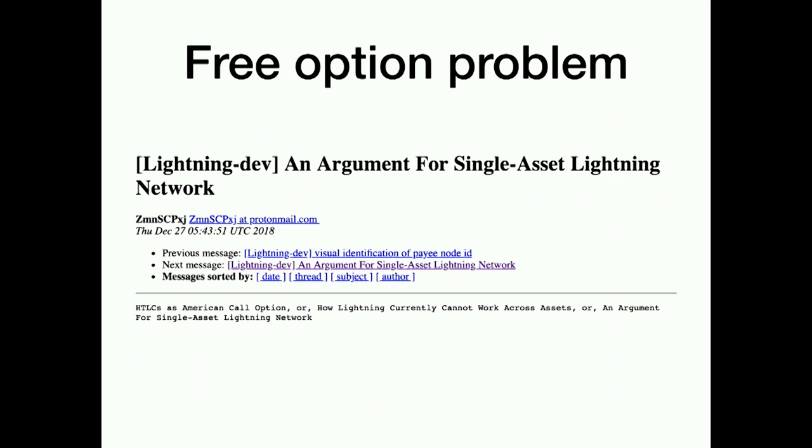People have been recognizing this. My good friend Ziminesikipja said this on the Lightning dev list about a month ago, and he put it as an argument for a single asset Lightning network, because this problem doesn't really affect it when you're only dealing in a single asset, since the price of Bitcoin versus the price of Bitcoin doesn't really change. It's a very good analysis. I'd recommend going to look at it. He doesn't propose the solution that I like, and he also doesn't talk about one of the other problems, one that affects a single asset Lightning network, and that's the griefing problem.